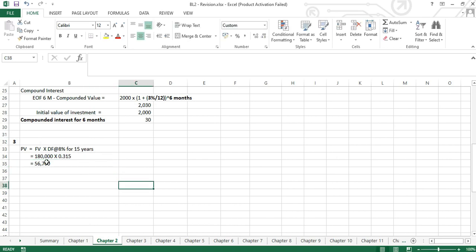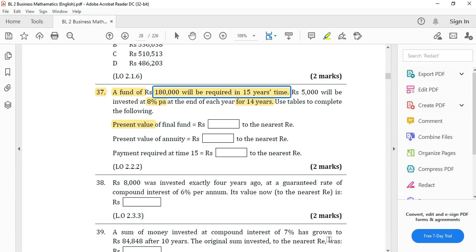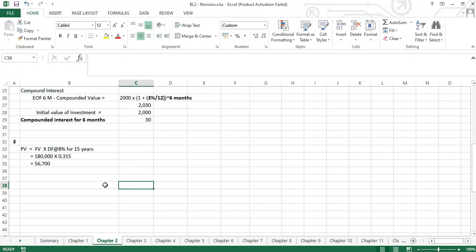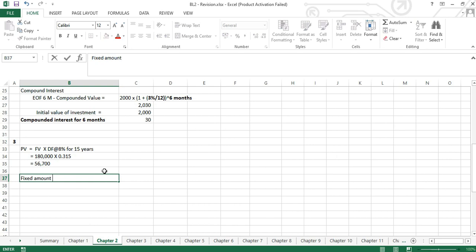So they've asked for the nearest rupee. It's still a rounded figure, so we can simply put 56,700. Next, they're asking for the present value of the annuity. Now, we know what an annuity is. An annuity is a fixed amount of money paid for a fixed number of periods. Both must be fixed and determinable. That's an annuity. So in this case, our annuity is 5,000 rupees per year.